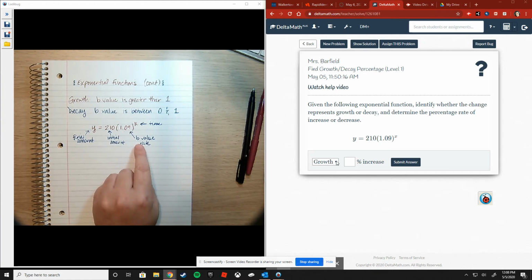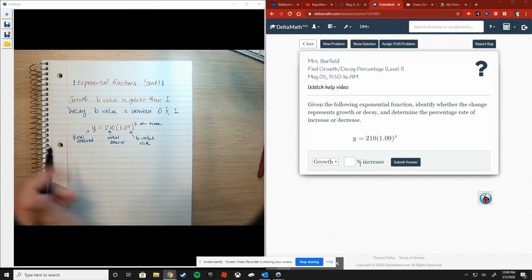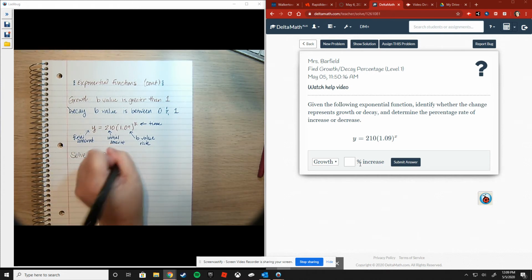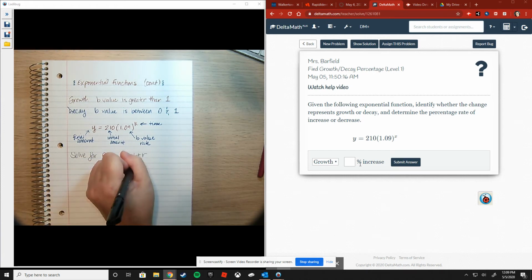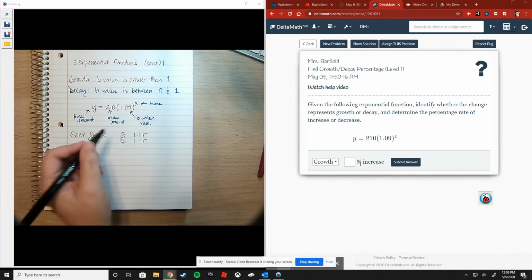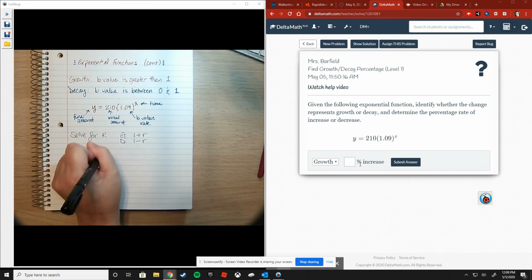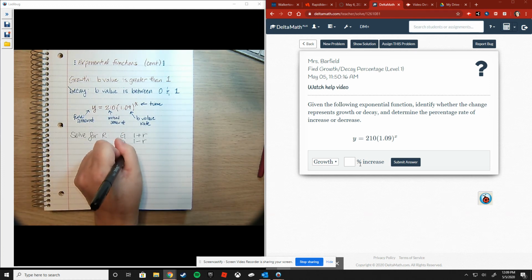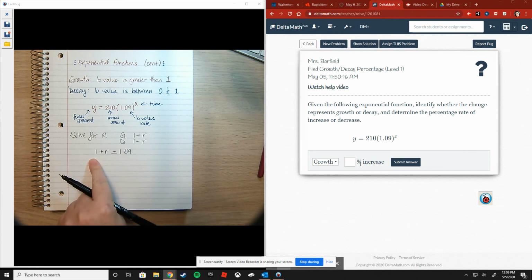All right. Now, the next thing it says is percent increase. So they actually want you to solve for r. If you identify growth, you're going to use 1 plus r. If you choose decay, you're going to use 1 minus r. Well, since it's growth, we're going to write the equation 1 plus r equals, and we're just going to plug in our B value, 1.09, and I'm going to solve this equation.